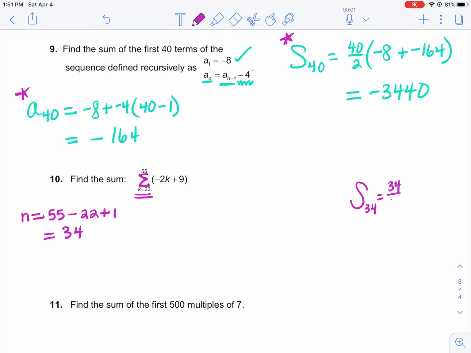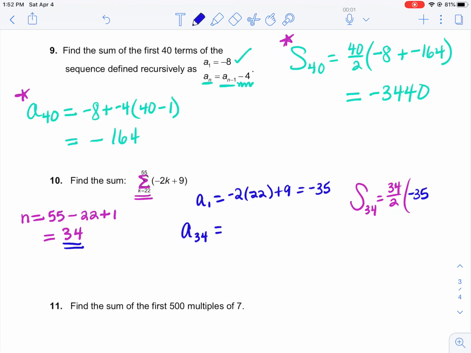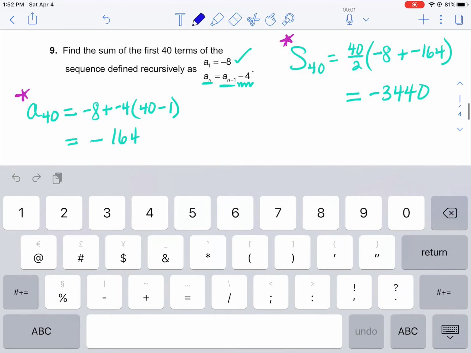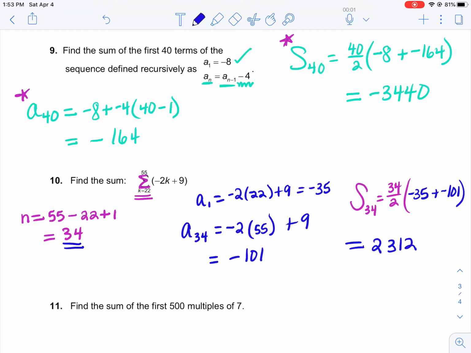I'm going to use the formula: 34 divided by 2 times the first term. In order to find the first term, I need to plug 22 into that formula. So -2 times 22 plus 9 is -35. That's the first term, -35. And then I need to find the nth term, a sub n. Well, n is 34, so in order to find the 34th term, I'm going to plug 55 into this formula. -2 times 55 plus 9 is equal to -101. So I could do plus -101 on here. When I multiply these numbers, I end up getting 2,312 for that problem right there.